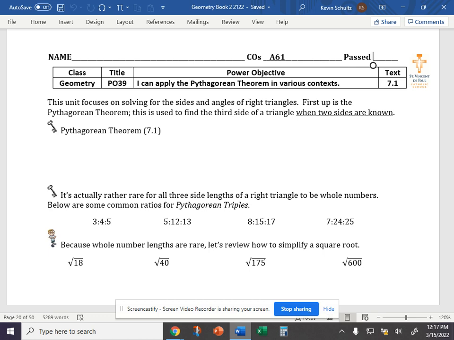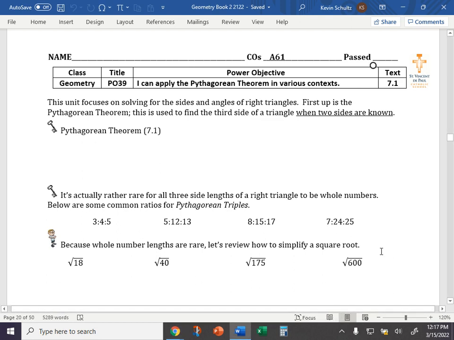Geometry. It's been a long time since we've done something productive in class, but we are back to it today. Starting Unit 6, which is all about right triangles, and we're starting with the Pythagorean Theorem. In the video that we just watched, you kind of got the nuts and bolts of it.